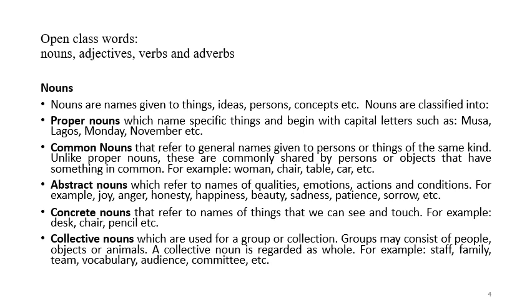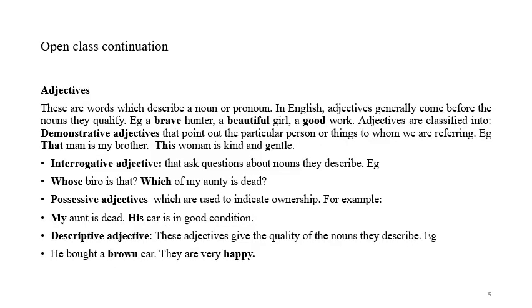This consists of people, objects, or animals. A collective noun is regarded as a word, for example, staff, family, team, vocabulary, and so on. Now we go to adjectives. Apart from nouns, adjectives are words that describe or qualify a noun.